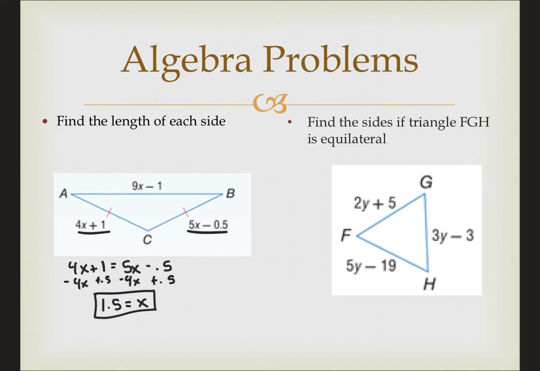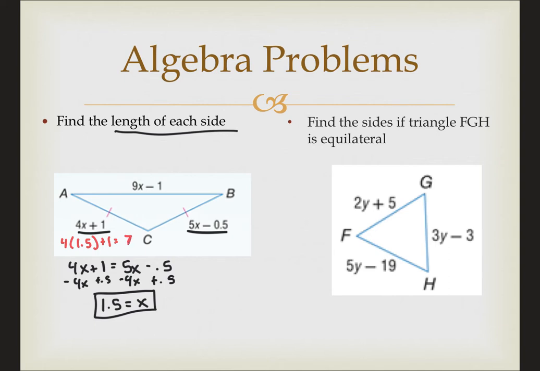Now again, make sure you're following instructions. The instructions say find the length of each side, not just find x. So let's go ahead and plug it in. I'm going to change colors so you can see what I'm doing. So we've got 4 times 1.5 plus 1. 4 times 1.5 ends up being 6, plus 1 is 7.